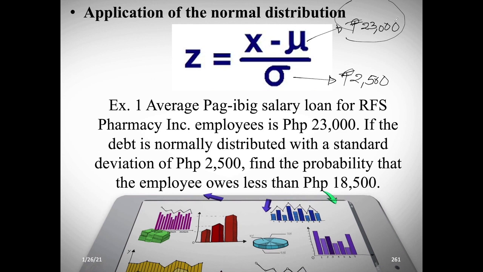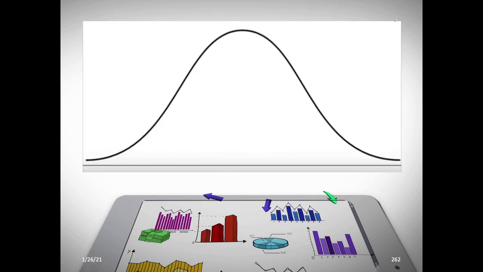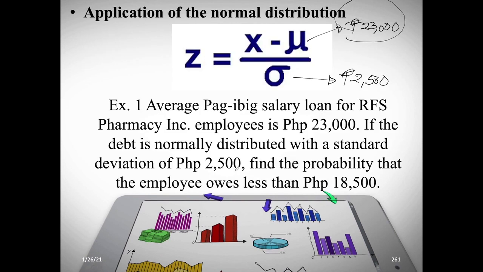Now, since wala tayong median sa problem, wala rin tayong mode sa problem, we will be using the mean as our center, which is equivalent to 23,000 pesos. So, let's plot the chart ng mga utang ng empleyado ng RFS. We have here 23,000. And, ang sabi, standard deviation is 2,500, na wala natin siyang pwedeng mailagay sa chart. Ang lalagay natin ngayon, yung probability na meron silang utang na specific na employee nila na 18,500 pababa. Yun yung sabi, less. The employee owes less than 18,500.